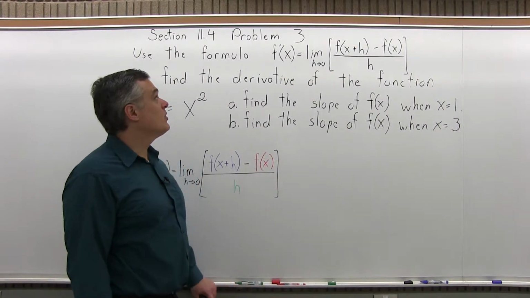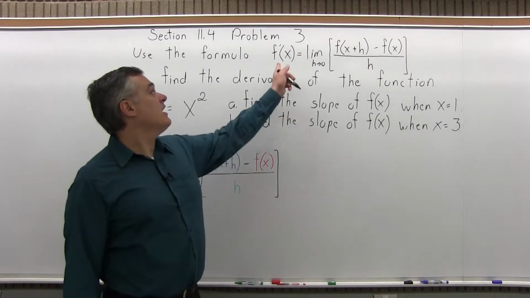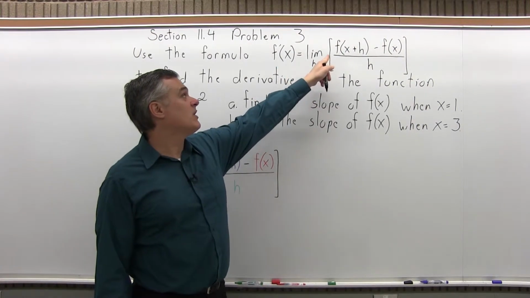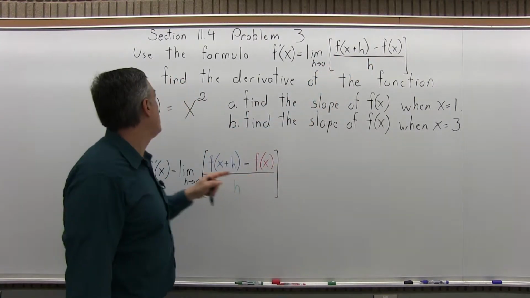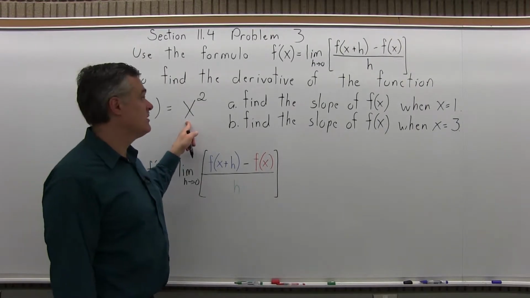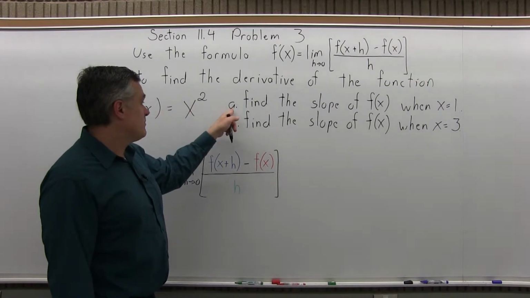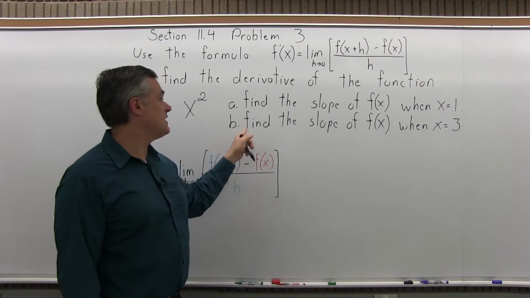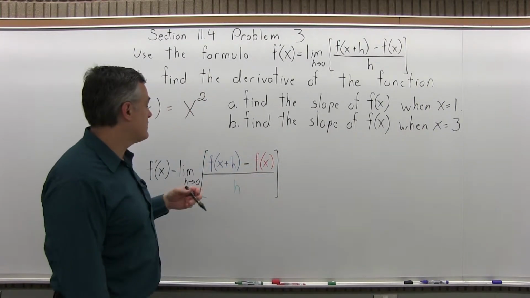This is Section 11.4, Problem number 3. It says use the formula f prime of x equals the limit as h approaches 0 of f of x plus h minus f of x over h to find the derivative of the function f of x equals x squared. And once you find that derivative, part A, find the slope of f of x when x equals 1, and then part B, find the slope of f of x when x equals 3. So let's start by finding the f prime.